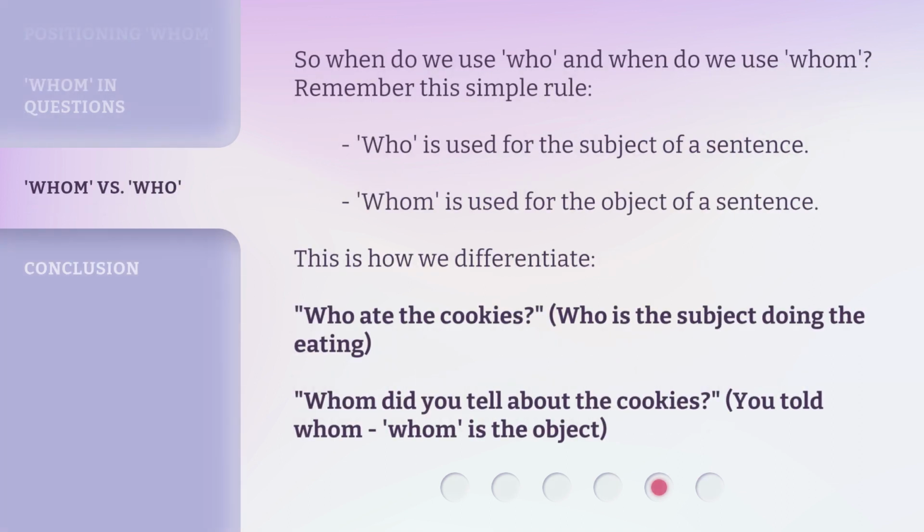So when do we use who, and when do we use whom? Remember this simple rule. Who is used for the subject of a sentence. Whom is used for the object of a sentence. This is how we differentiate. Who ate the cookies? Who is the subject doing the eating? Whom did you tell about the cookies? You told whom. Whom is the object.